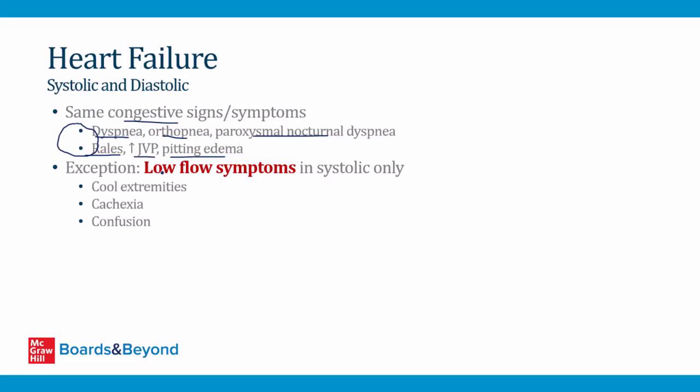The one exception is low flow symptoms, which I talk about in the video on heart failure basics. These symptoms occur only in systolic heart failure and only when the left ventricular ejection fraction is very, very low and the cardiac output is very, very low. These patients can develop cool extremities, cachexia, and confusion. These are all due to very low cardiac output, and you only see those in systolic heart failure.